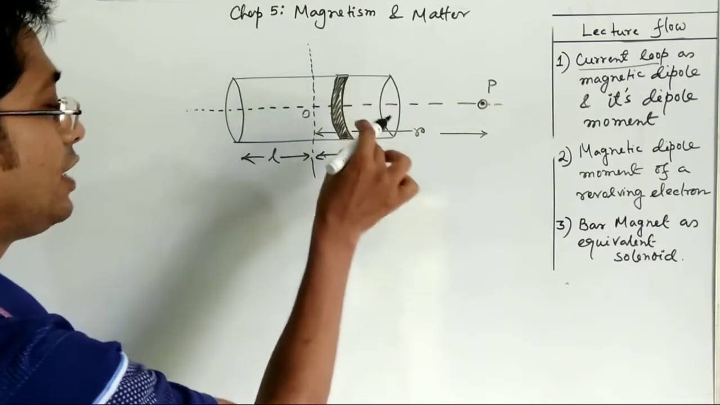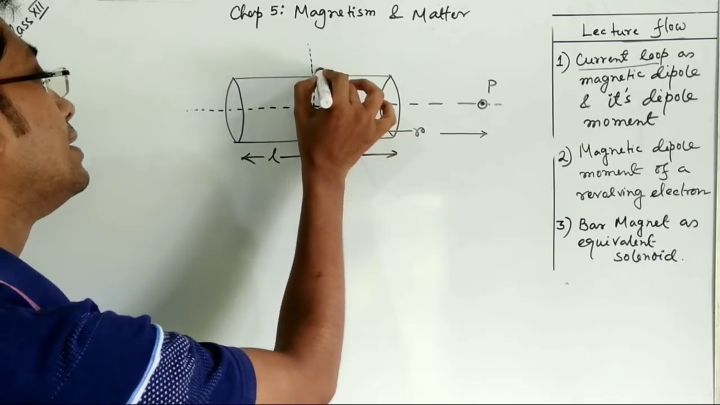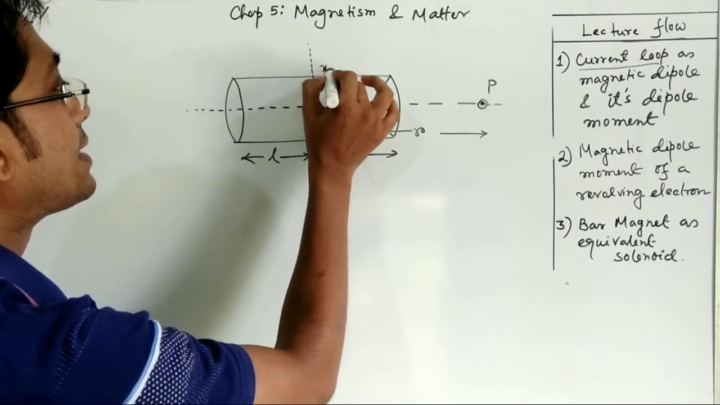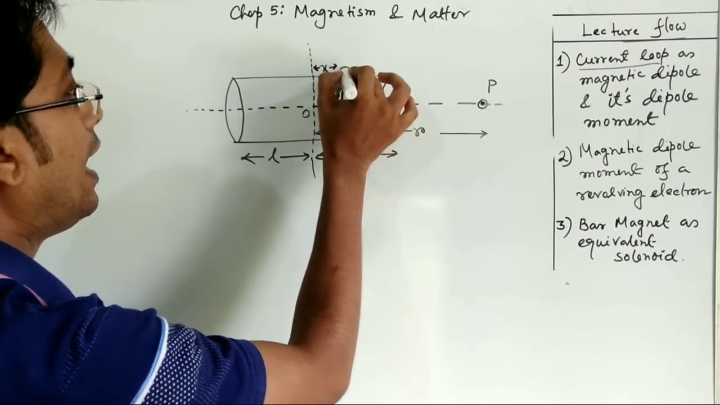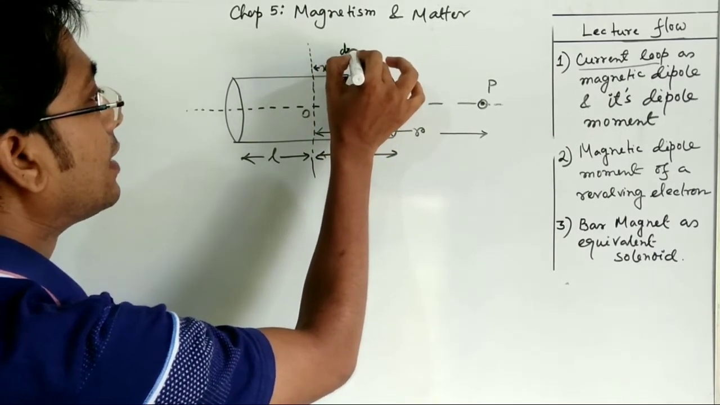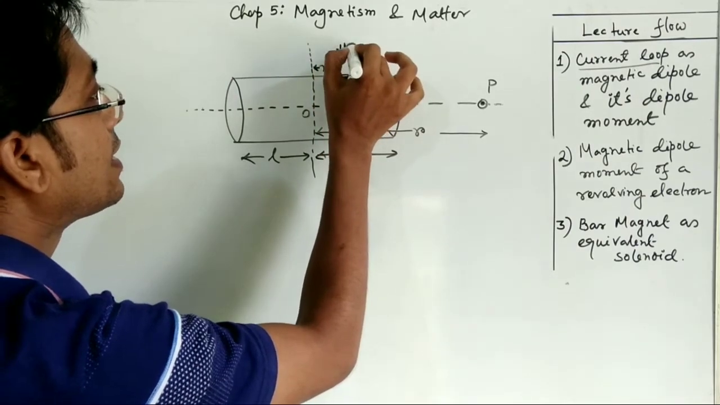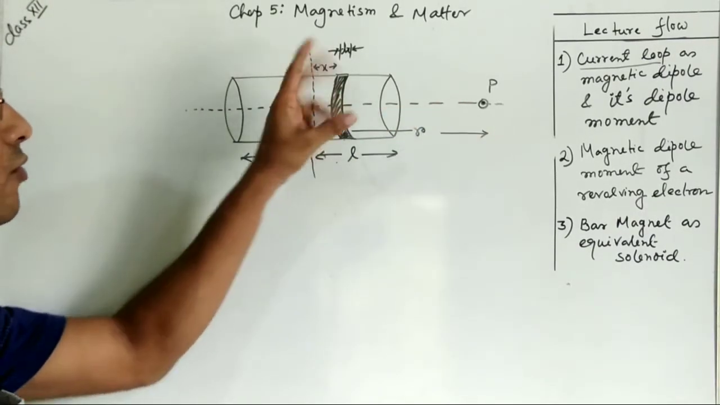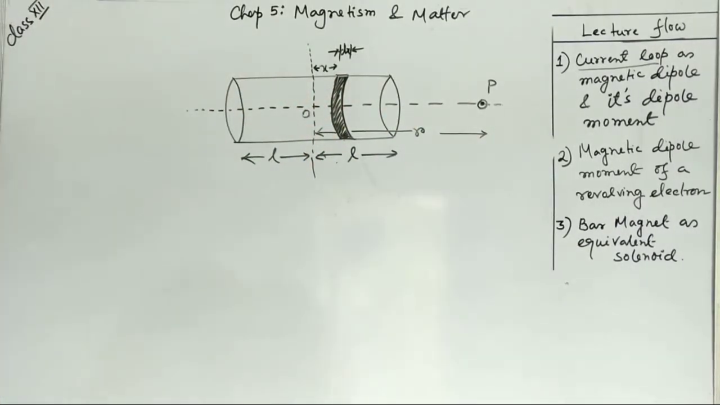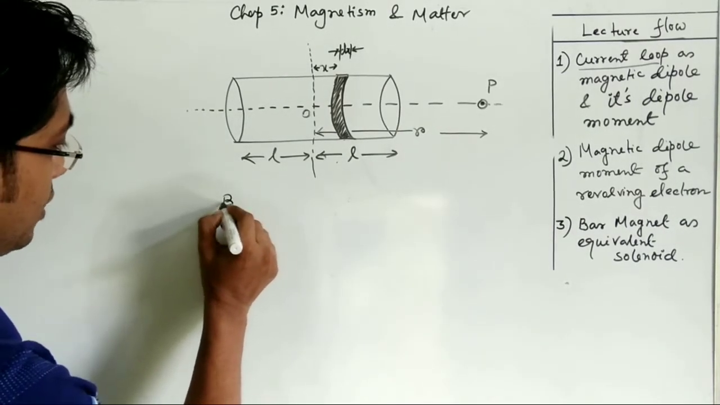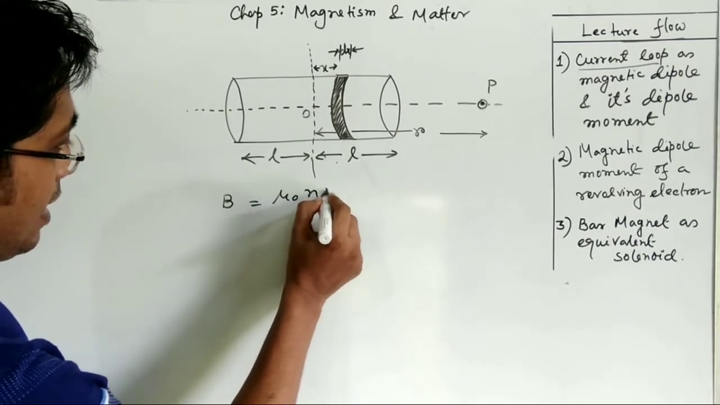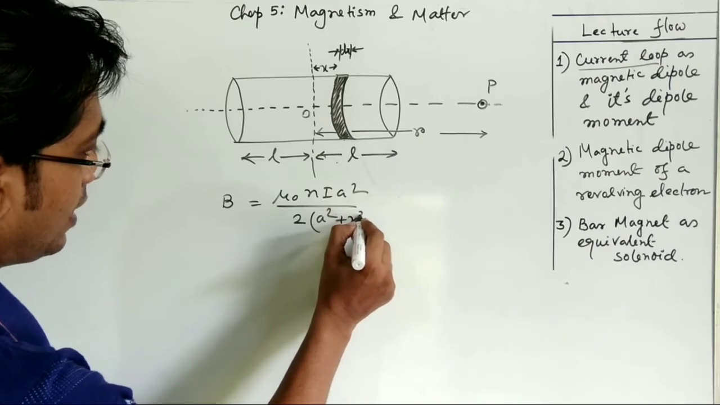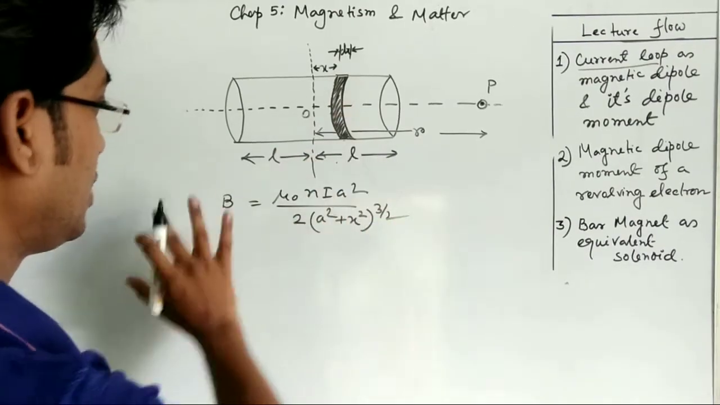And this small strip of the solenoid we have taken has a distance X from the midpoint, the middle line, and it has a thickness dx. For a circular coil, the magnetic field we have found out is B equals mu0 N i a square by 2 into a square plus x square whole to the power 3 by 2. This is the formula.